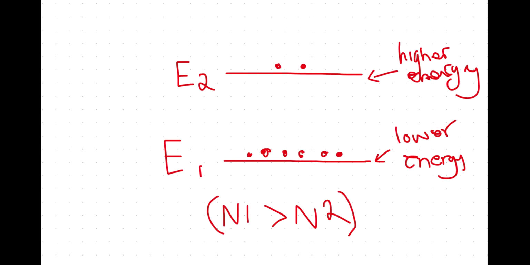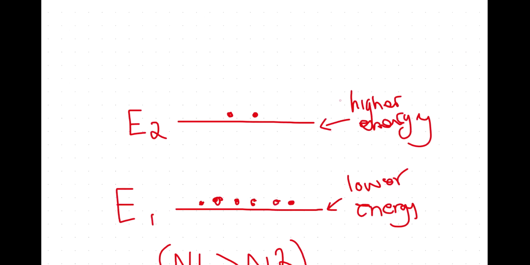Like in a normal material at room temperature, most atoms like to sit in the lowest energy level possible to stay stable. So I drew the line E1 for the lower energy state and then the line E2 for the upper energy state.